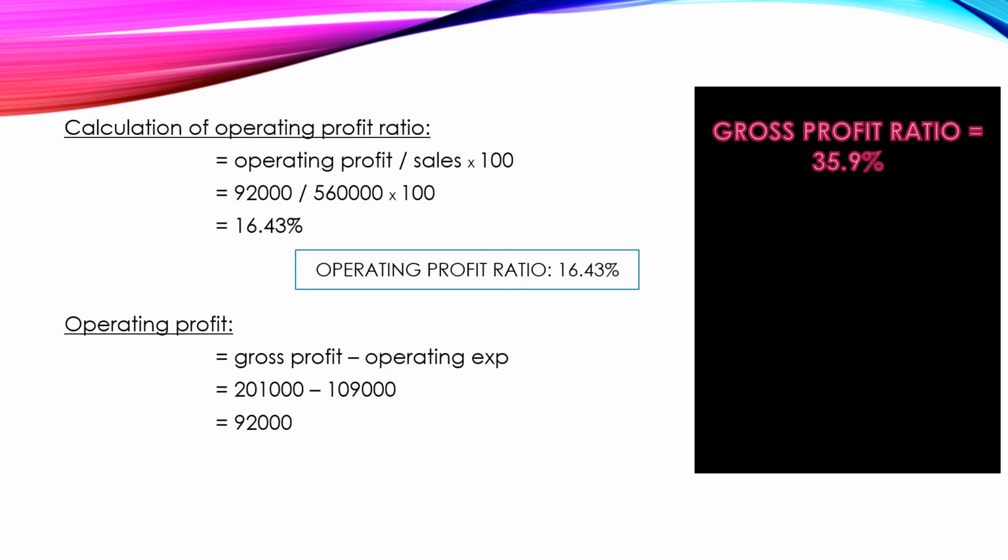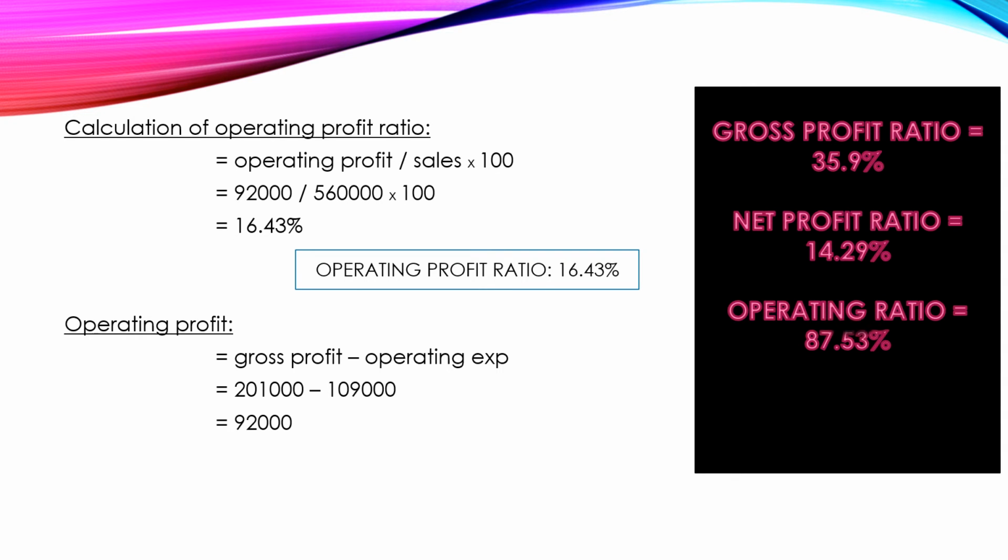Now we are going to highlight all the 4 answers. Gross profit ratio is equal to 35.9%. Net profit ratio is equal to 14.29%. Operating ratio is equal to 83.57%. Operating profit ratio is equal to 16.43%.